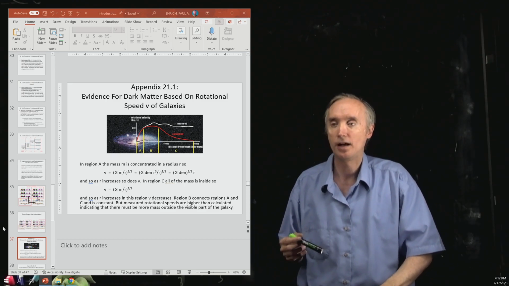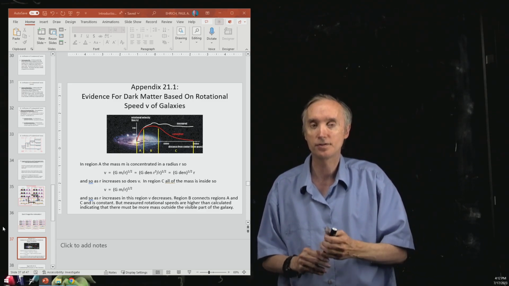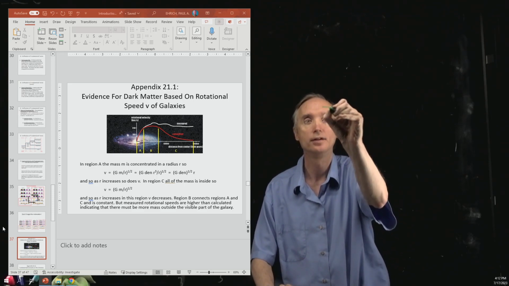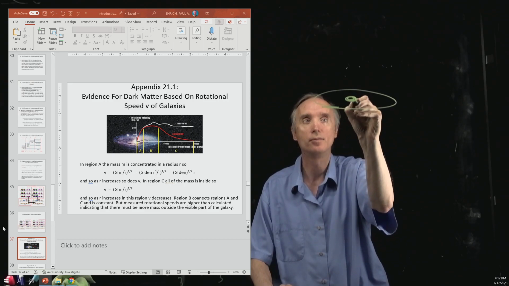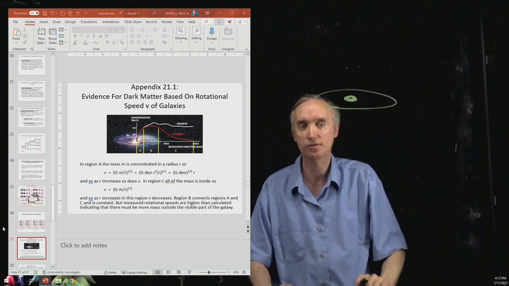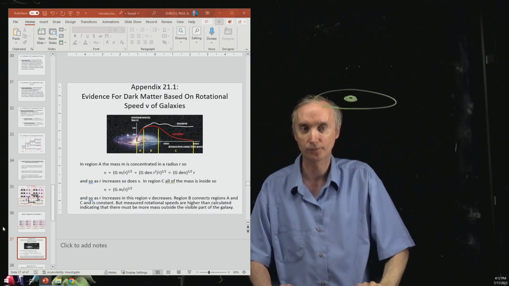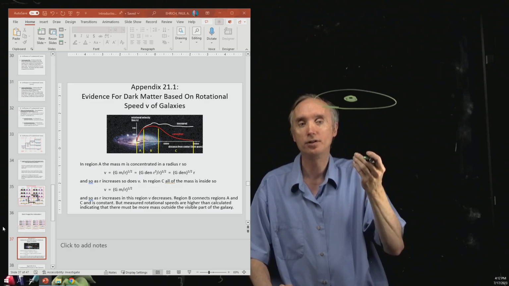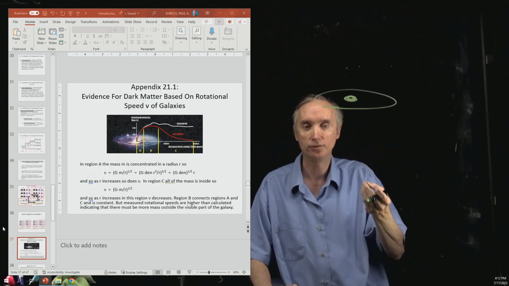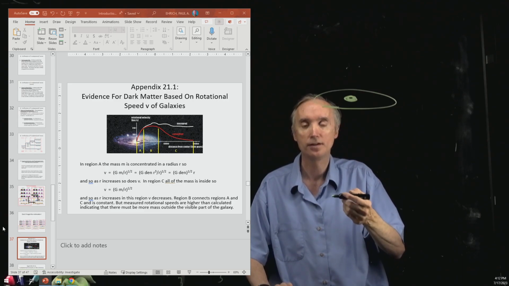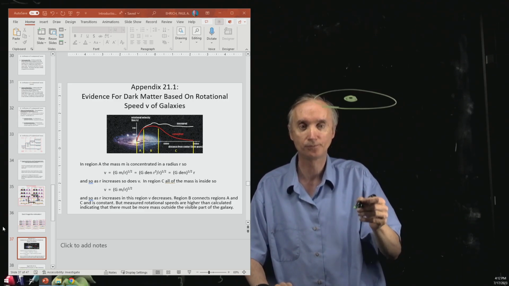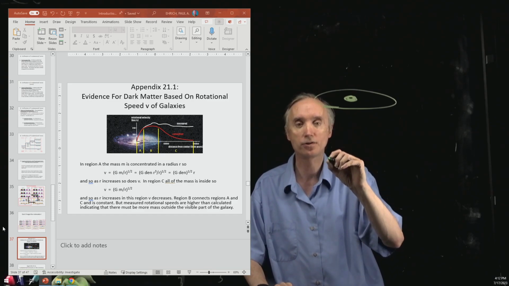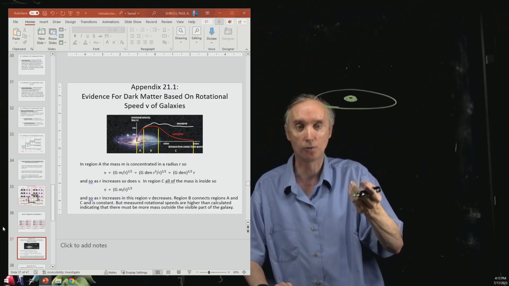So the idea is that you're going to have a galaxy, and most of the mass of the galaxy is concentrated in the galactic bulge. Now we're going to use concepts from Newtonian mechanics, so that if you go around in a circle, that's going to create centripetal force.